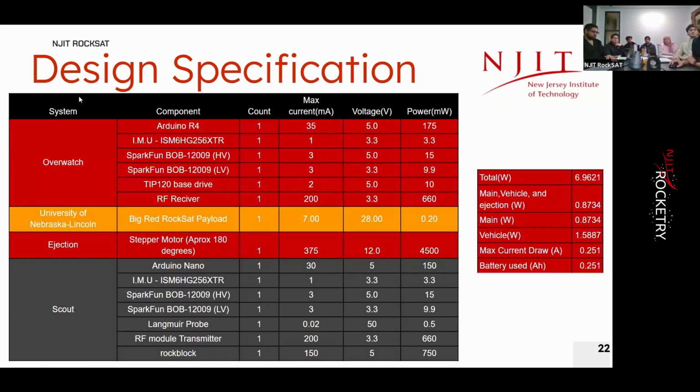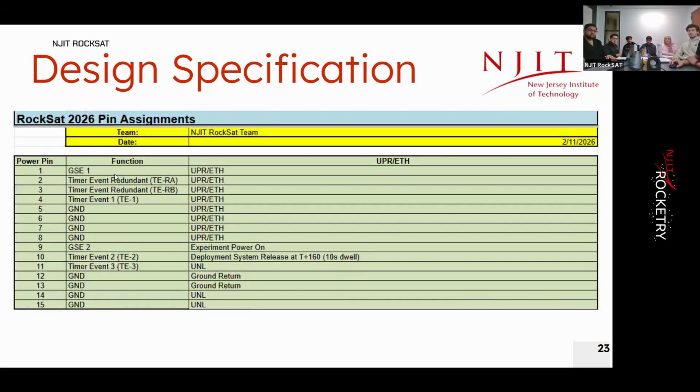Then we move on to the power budget. This does not change from the CDR. This stays the same. Total is 6.9 watts. And then for design specification, these are the pin assignments you gave us. We understand we plan to use TE2 and GSE2, and then our ground controls.